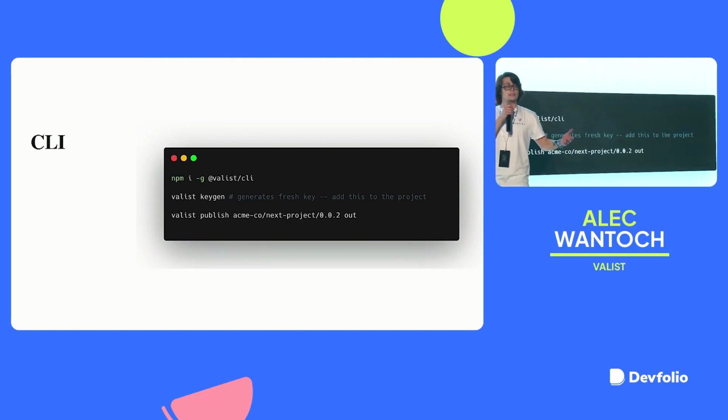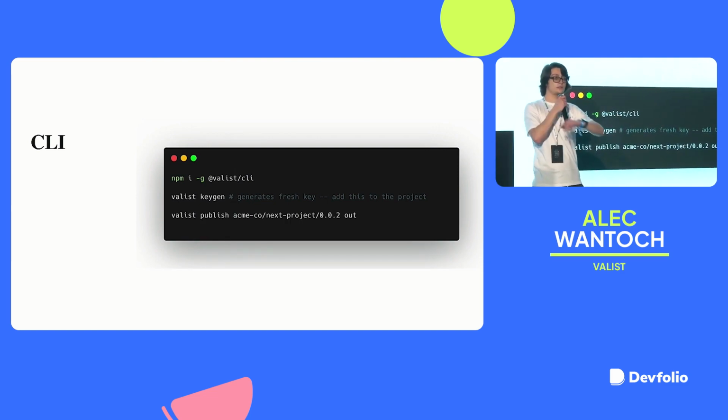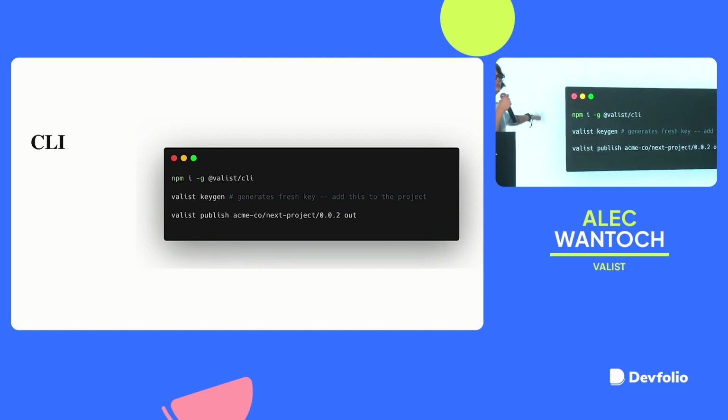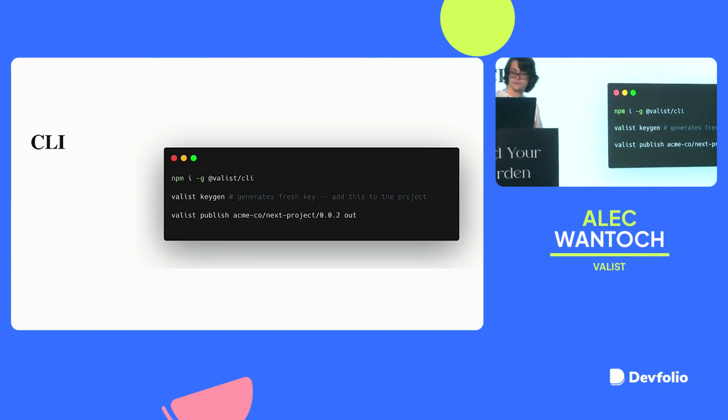You could also do a more advanced configuration by configuring a valist.yml file, and I'll show that to you in a second. But this is a really, really easy way to get started and to just super easily publish.